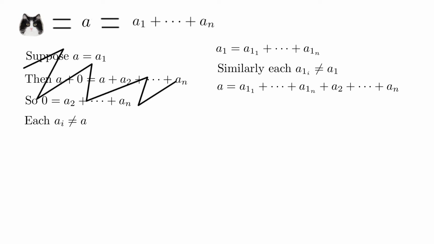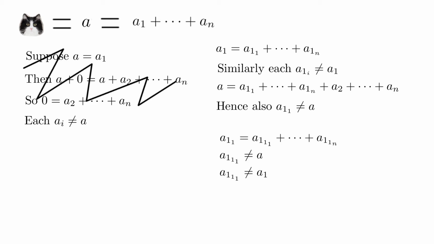The point is here that we can then apply the logic we used in the first statement, and we know that A11 is not equal to A, and it's also not equal to A1. However, A11 is also an animal, right? So we can do the same thing to it. We can expand it out into a group of more than one animal, and we'll get A111 plus a bunch of other things is equal to A11. And using exactly the same reasoning, A111 is not equal to A, it's not equal to A1, and it's also not equal to A11. And we can apply this logic forever.